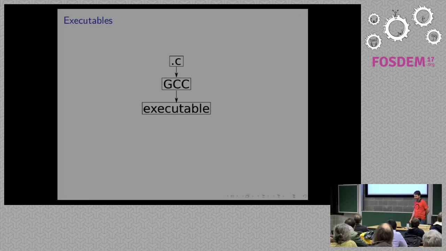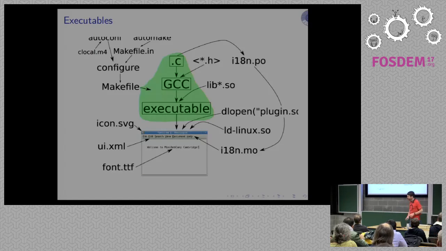Well, here I have an example of an executable. I don't have much time, but I'll go through it quickly. So here we also have much more than meets the eye. So you think, oh, executable, I have some source files in some programming language like C. I have a compiler, GCC, and it makes it into an executable. Simple, right? No.